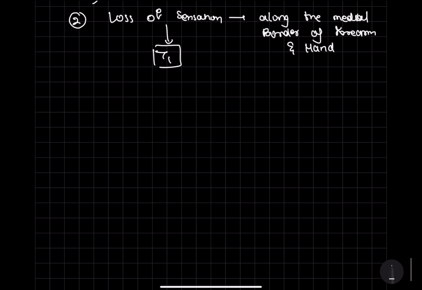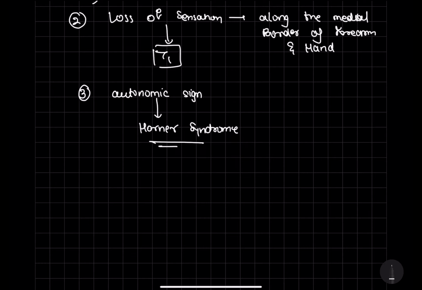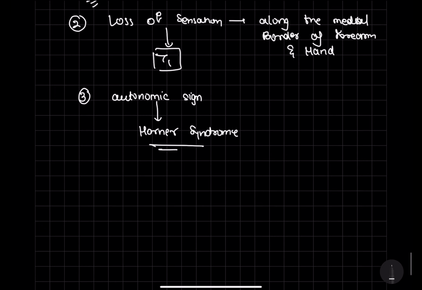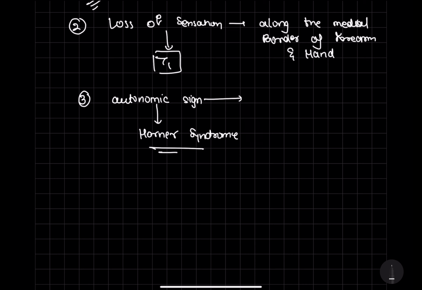So what is Horner syndrome? It is an autonomic sign. In case of Klumpke's paralysis, the autonomic sign that we see is Horner syndrome. Now why do we see this autonomic sign? Autonomic sign means it could be sympathetic or parasympathetic. So what are the fibers that are affected in Klumpke's paralysis? We know that T1 is affected, but along with T1, sympathetic fibers are also affected.